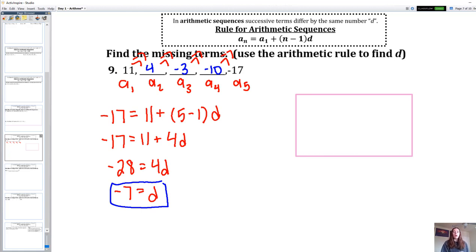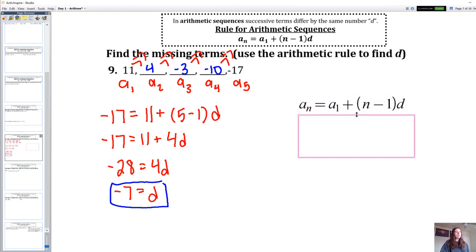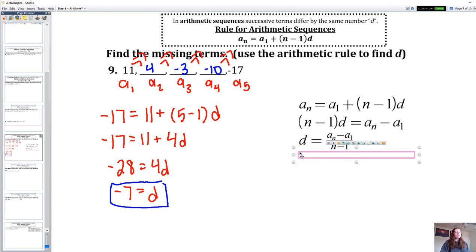Now, the other way to figure out D is to first, from the rule for arithmetic sequences, solve for D before you plug anything in. So here's what that looks like. Here's our original rule for arithmetic sequences. If we were going to solve for D, the first thing we would have to do is move that a sub 1 over. So we subtract a sub 1 from both sides, and then we divide by n minus 1. So here we could also use this formula to find D, and then plug in our numbers.